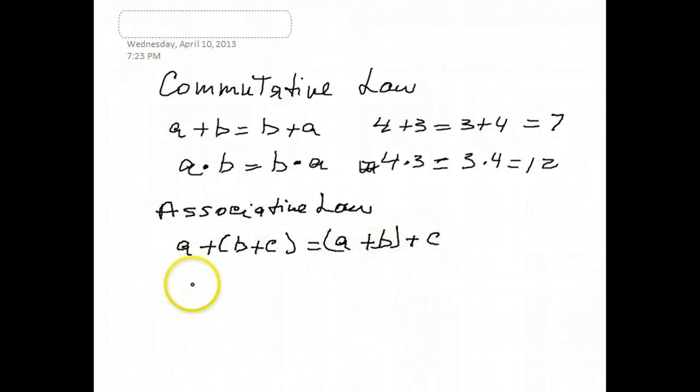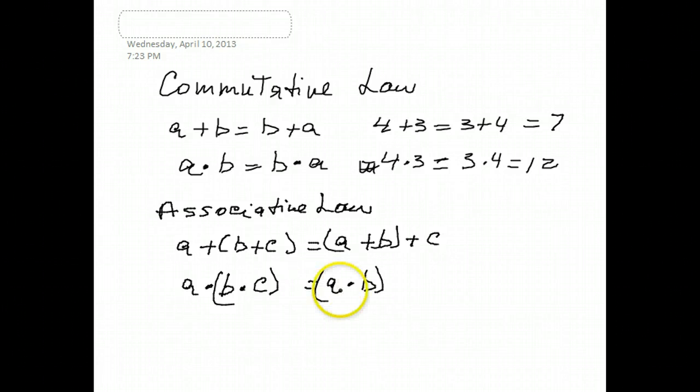And same thing with multiplication. So A times B times C, I can do B times C first and then multiply by A, or I can do A times B and multiply that by C. Okay? So that should be pretty straightforward.